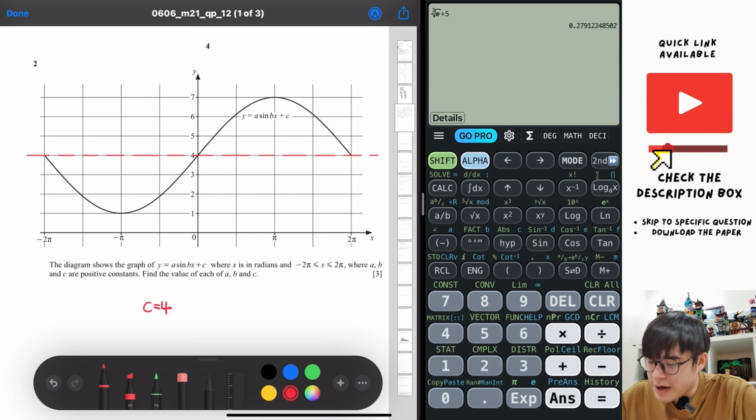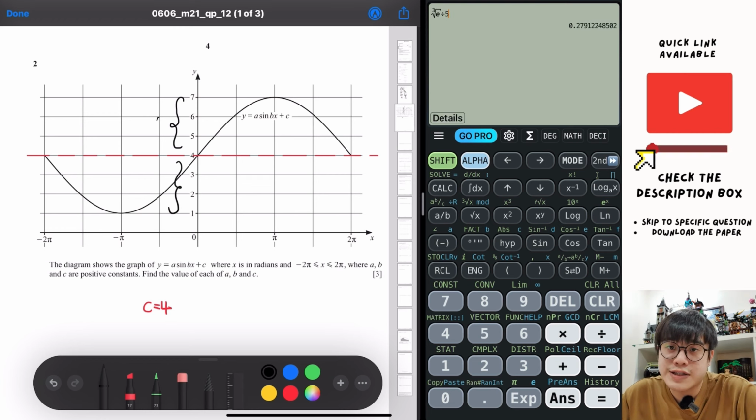The next thing I'm going to do here will be checking the gap from the center to the highest point and the center to the lowest point. The gap is clearly just 3. This 3 here is actually the amplitude's value. So your amplitude's value will be the 3 over there.